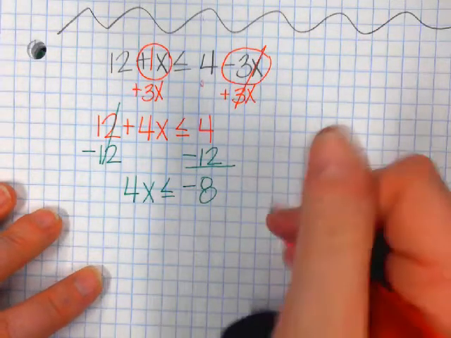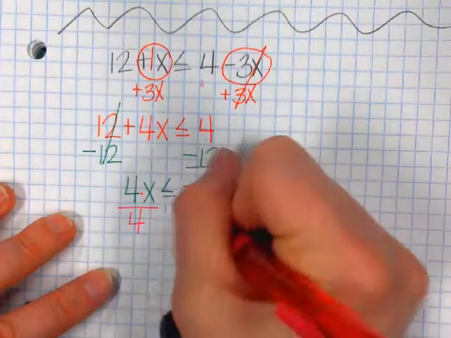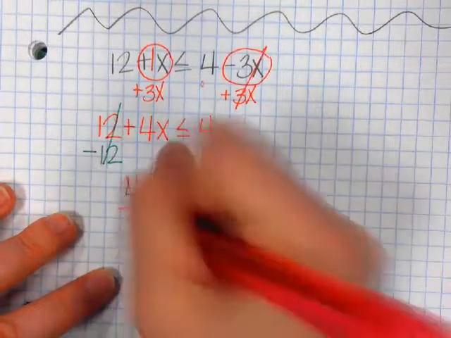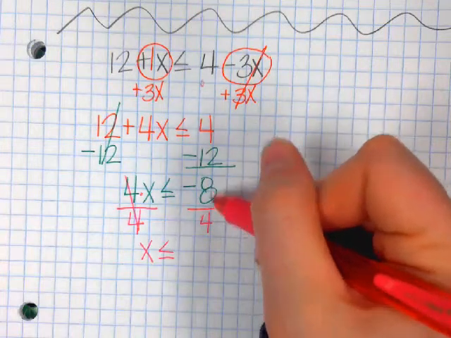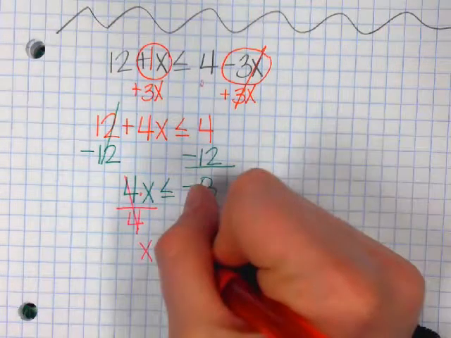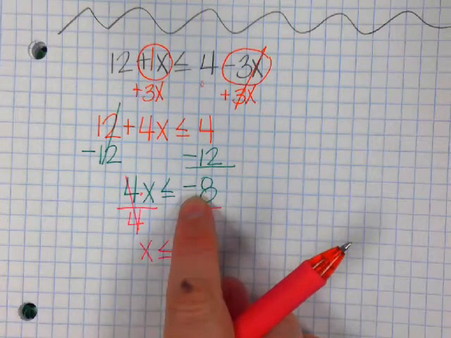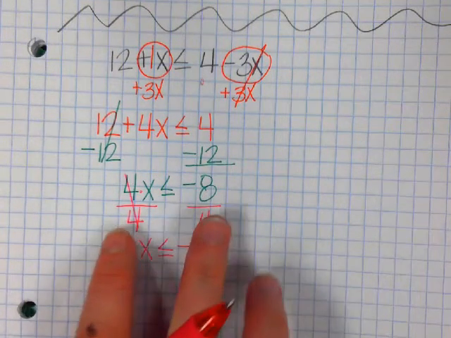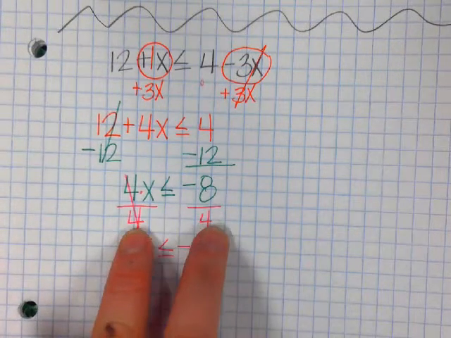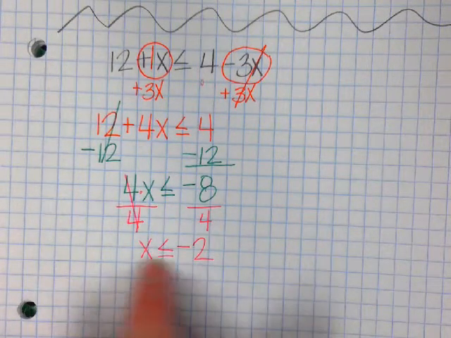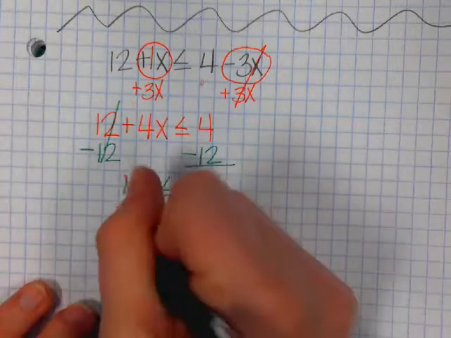4 minus 12, if I gave you $4 but I owed you 12, I still owe you 8. Okay, it's multiplying by 4, so divide by 4, divide by 4. So x is less than or equal to negative 8 divided by 4 would just be negative 2. Now notice, there is a negative dividing right here, but it's when you do it to both sides. I have to divide both sides by a negative number in order for that rule to apply.